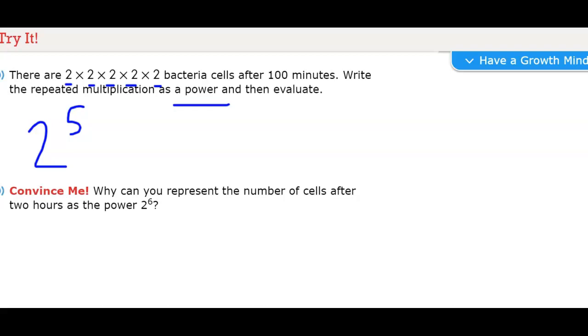So we have to do 2 times 2, and then let me do a different color. Green. 2 times 2 is 4. And then 4 times 2 is 8. And then 8 times 2 is 16. 16 times 2 is 32. So that is equal to 32. And we're done.